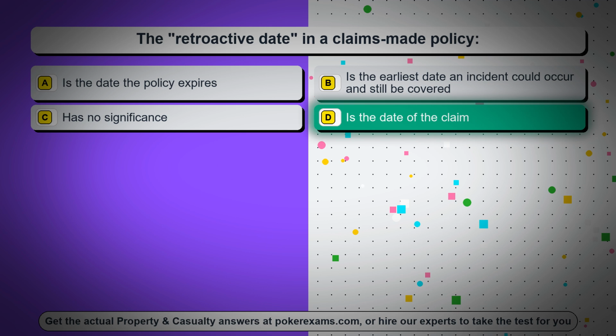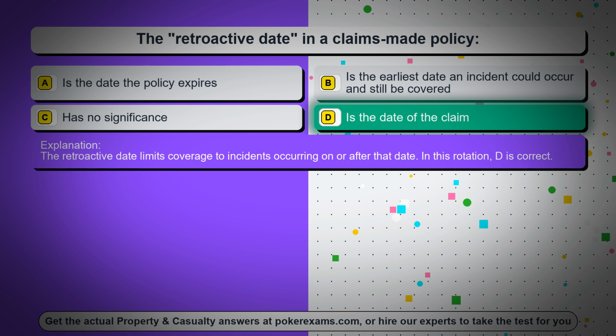The correct answer is option D. Ice water immersion provides the most rapid cooling rate for exertional heat stroke. In this rotation, A is the correct position.